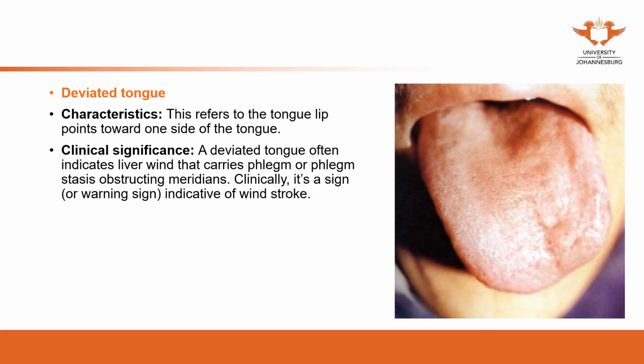Deviated tongue. That's the explanation we have introduced just now. You can deviate it to either side of the face, on the left or right. It can indicate liver wind, carrying phlegm or phlegm stasis, obstructing the meridian.